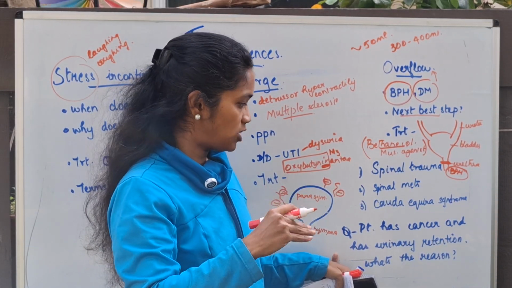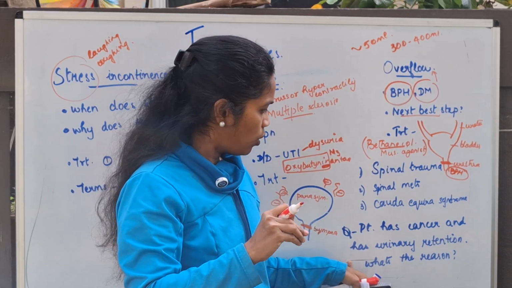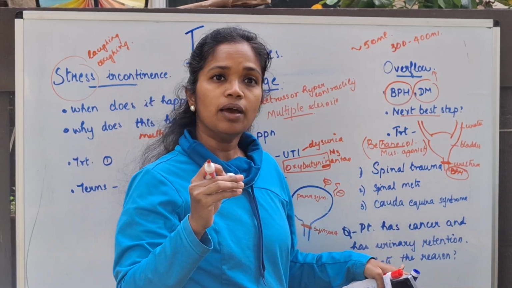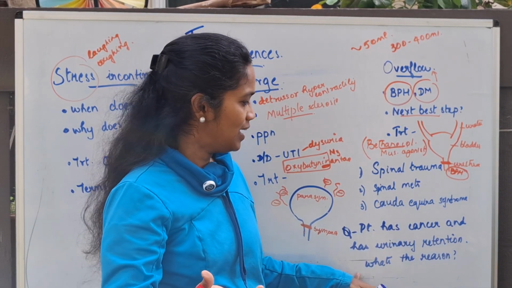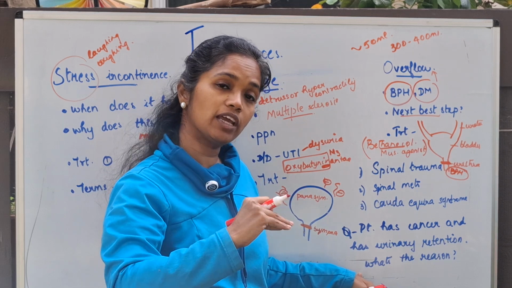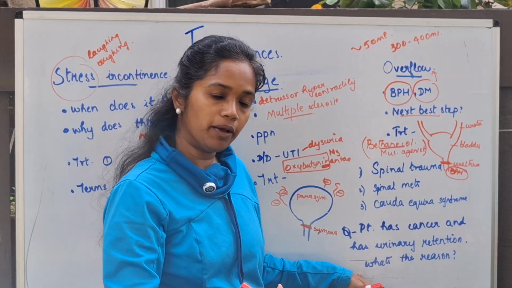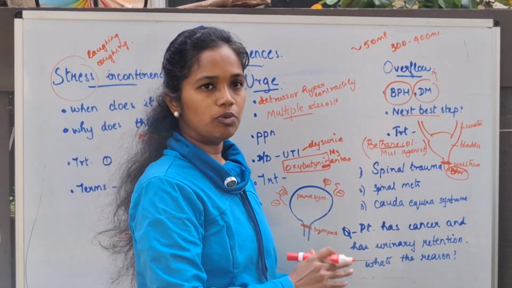So how will this knowledge be tested? They can give you, like, a patient who has cancer and has urinary retention too. What is the reason? The reason is that they are having a metastasis, spinal metastasis or epidural metastasis. Because of the metastasis, the sacral outflow, or the parasympathetic outflow to the bladder, is disrupted, and he is presenting with retention. So this is how that knowledge will be tested.